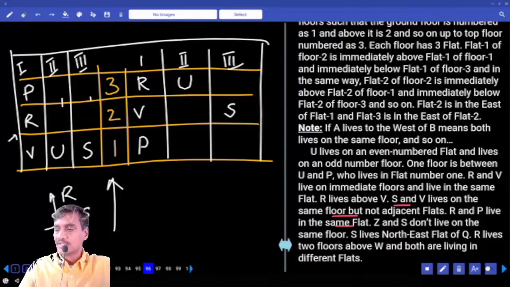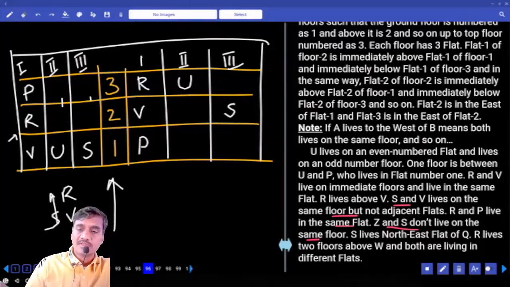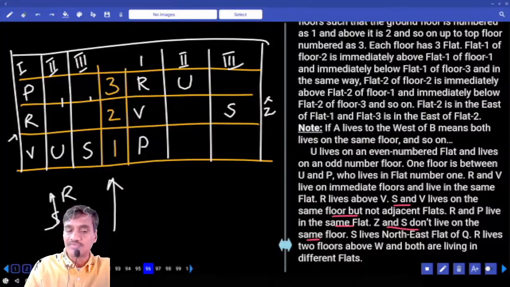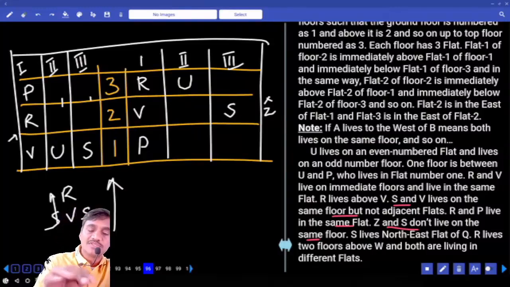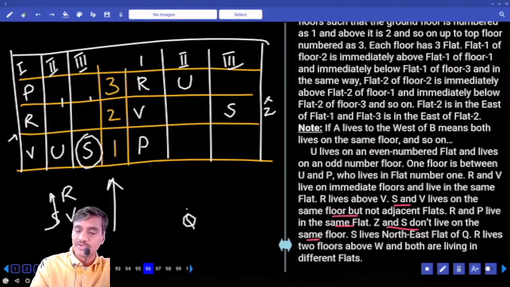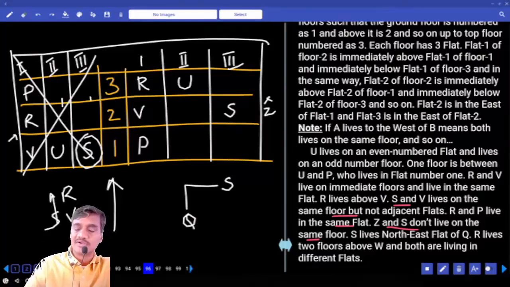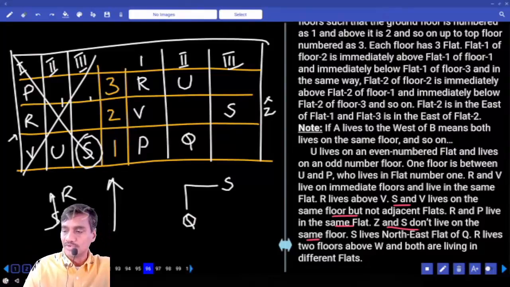Done with this one? Z and S do not live on the same floor. Z is not on the second floor here. Z and S do not live on the same floor. And next one, S lives to the northeast of flat Q. S is here. Northeast of flat Q means north and east of Q, so S should be like this. Hence S cannot be on the ground floor. Done? And this is ruled out. Now we are left with this one. S is to the northeast of Q. Q will be here, north and east from Q. And Z cannot be here.